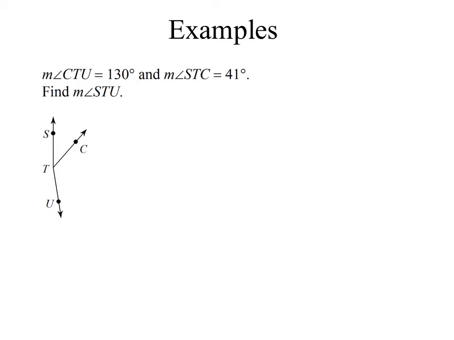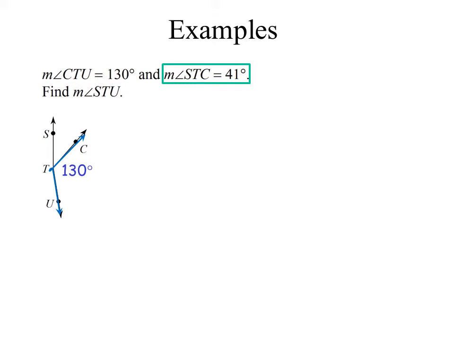Always, always, always in geometry, as soon as you have the information, if a diagram is not given, then you should draw a diagram. But if it is given, you should then put all the information that you're given on the diagram so that you can see what's going on. So they tell us here that the measurement of CTU is 130 degrees. Well, let's find that angle. CTU is this angle right here, and I know it's 130 degrees.